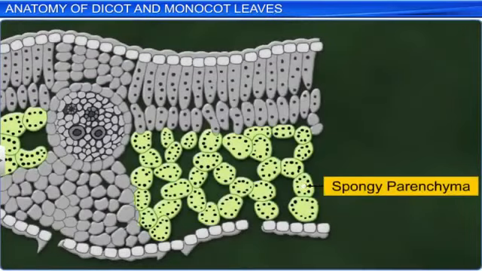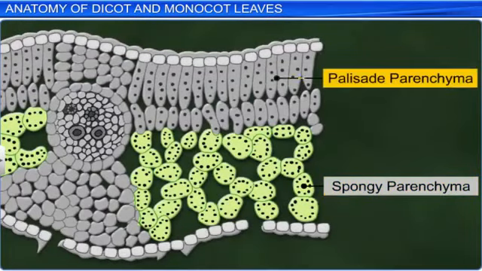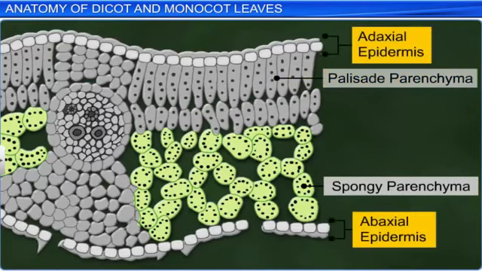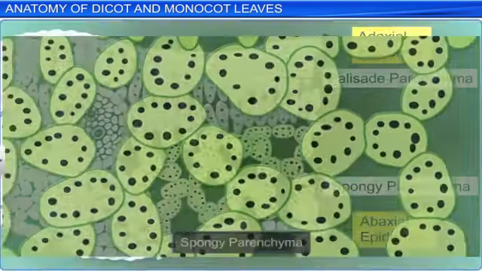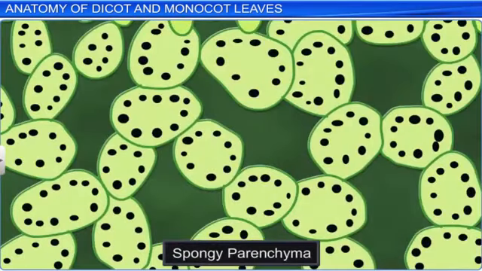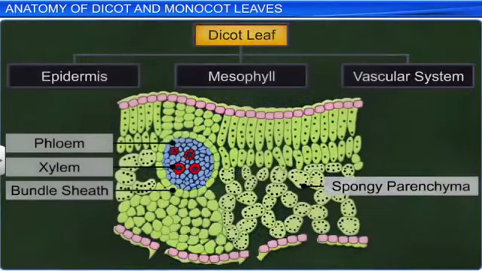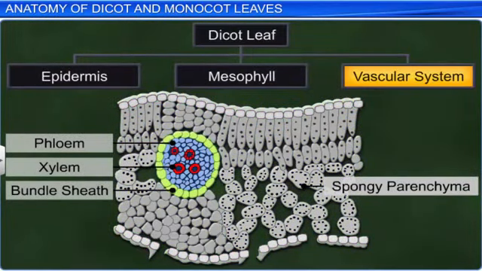The spongy parenchyma is located just below the palisade parenchyma, and it extends up to the abaxial epidermis. It consists of round cells which are loosely arranged and have large intercellular spaces and air cavities. The third part of a dicot leaf is the vascular system comprising vascular bundles.